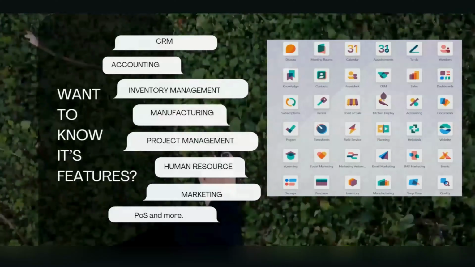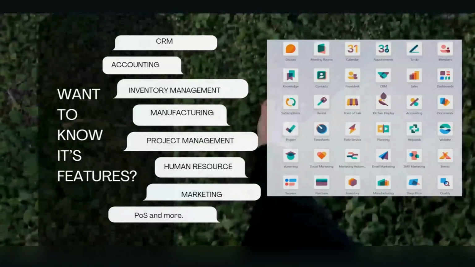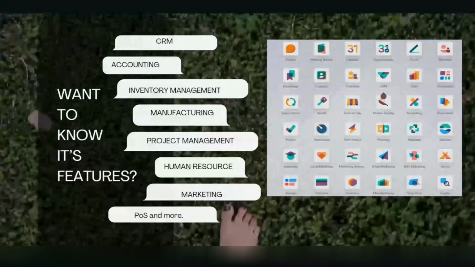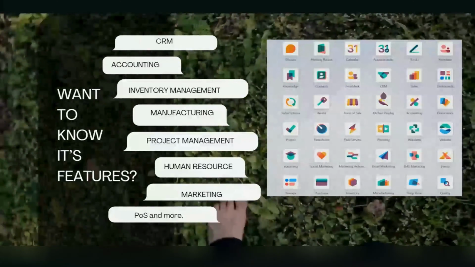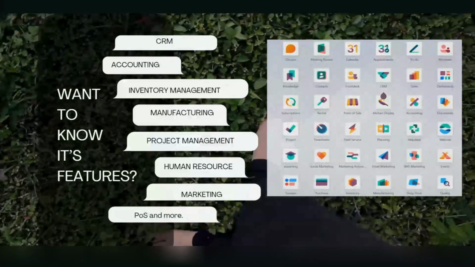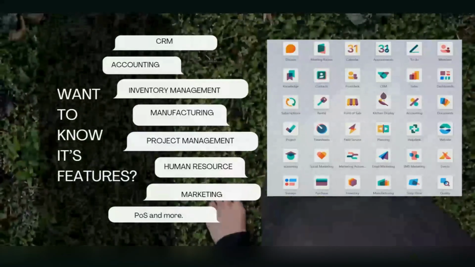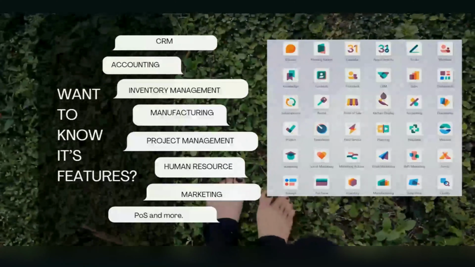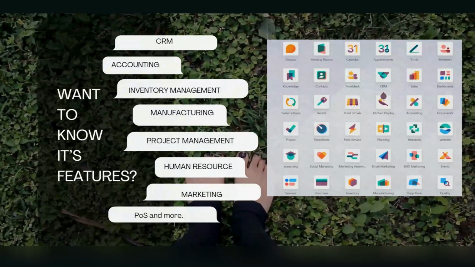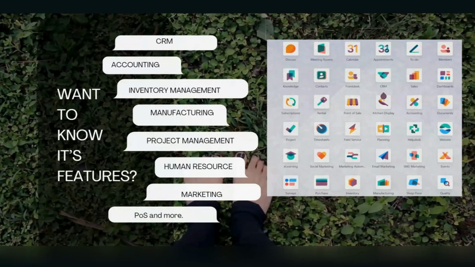Want to know its features? Let's start. CRM. It manages leads, opportunities, and customer interactions effectively to improve sales and processes. Accounting, whereas, stands for handling all financial tasks including invoicing, expense tracking, and comprehensive financial reporting. Inventory management monitors stock levels, manages logistics, and optimizes order fulfillment.